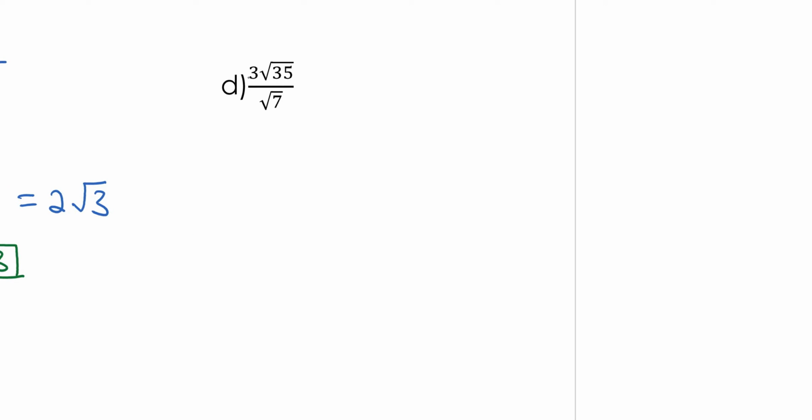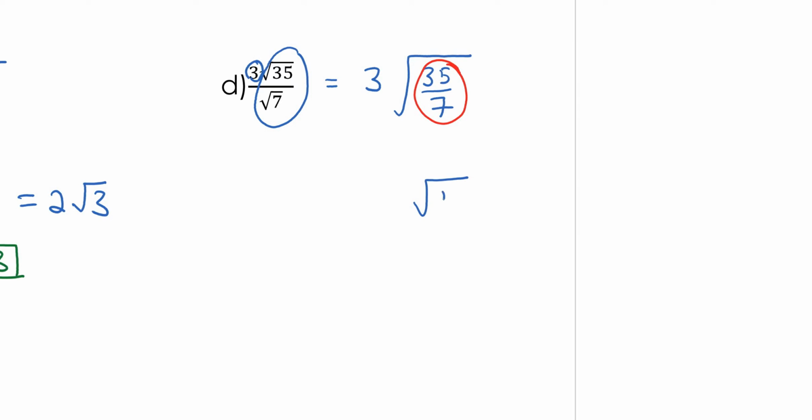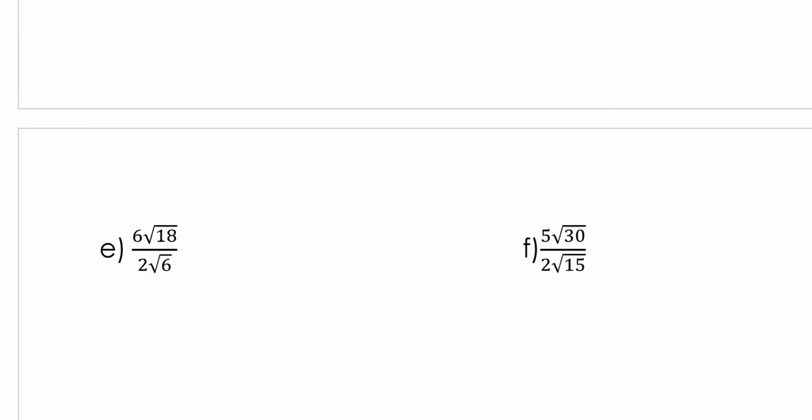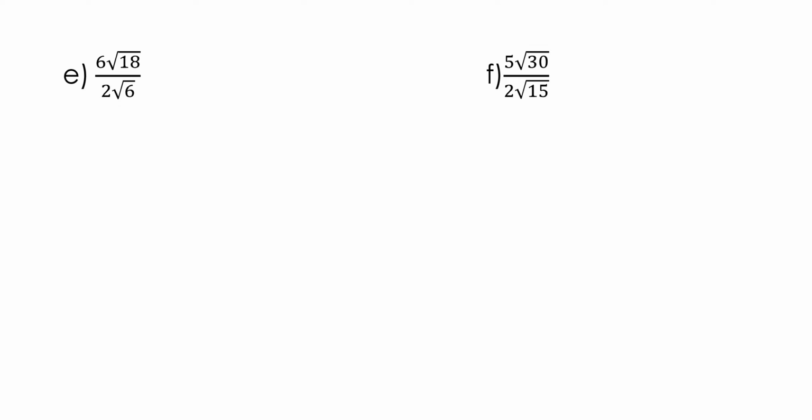For letter D, I have a 3 on the outside. So I can write the 3 on the outside like that. And this part right here I can write as a bigger radical as 35 over 7. And if I take a look at 35 over 7, that's simply going to be 5. So I have root 5 as my radical, and then the 3 can just tag along as 3 root 5. So 3 root 5 is my final answer for letter D. Okay, let's move on to letter E now.